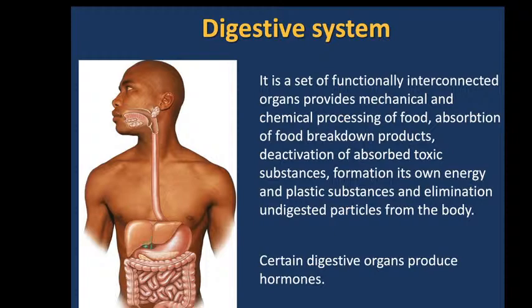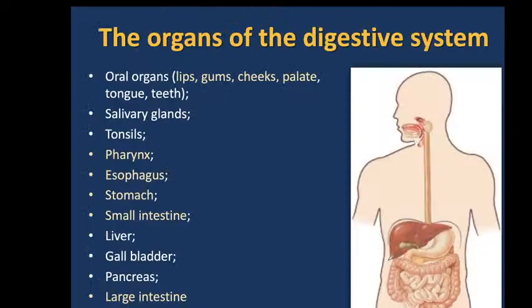So, please pay attention to the fact that certain digestive organs also produce hormones. I mean, these substances or chemical products which regulate all processes in our body. And let me show you all organs of the digestive system. That is, of course, organs located in the oral cavity.